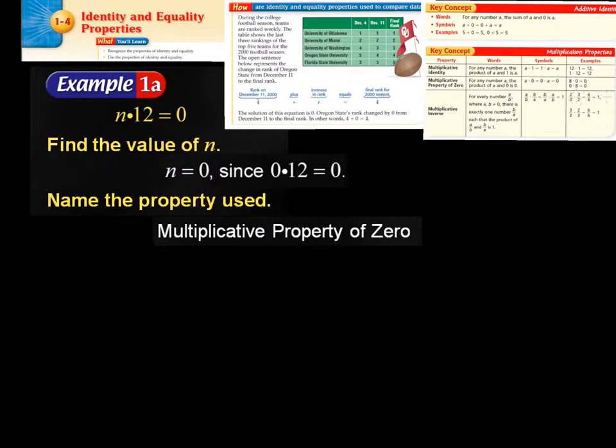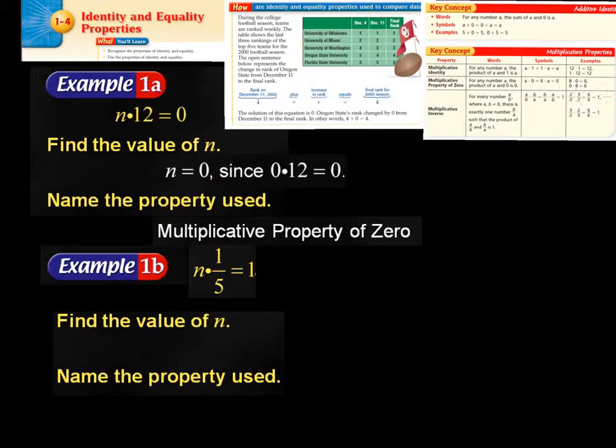Now, in the book's directions, they switch the order and ask to name the property first. I think for most students, it makes more sense to evaluate, find the value of n first, and then name the property used. We may need to look back at our notes to see what our choices are for properties, but we've been looking at these for a number of years, so it should be all right.